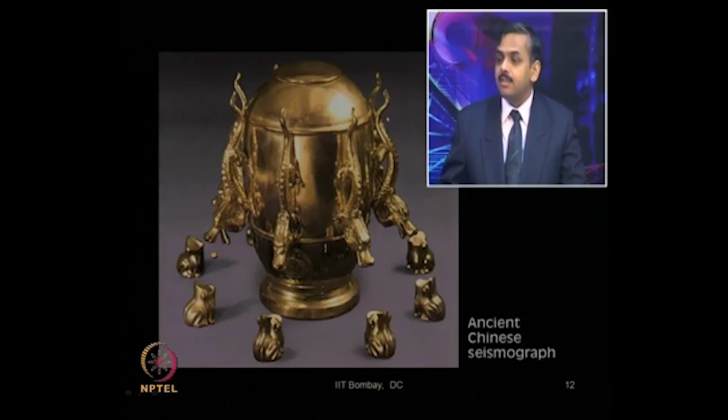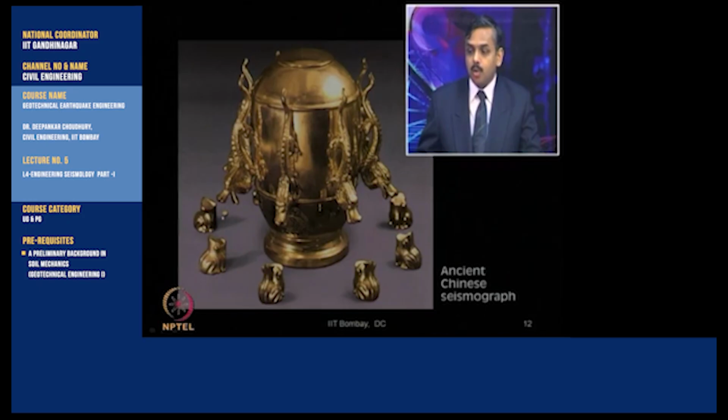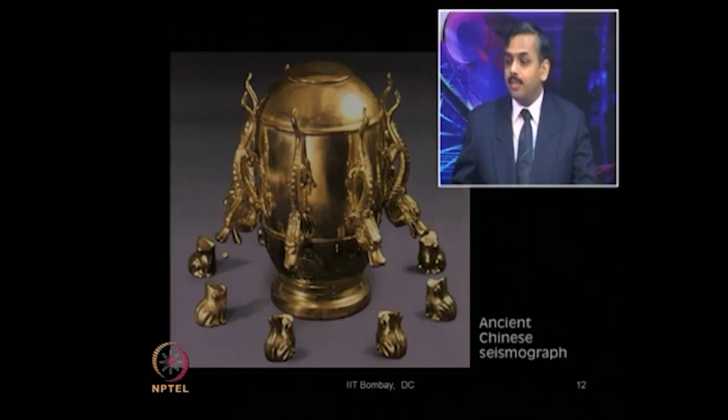So, in these 8 directions these dragons are placed, and in the open mouth of each dragon there are small brass balls, kept in such a way that they are in a state of neutral equilibrium. That means, if you have any kind of small disturbance or shaking of the ground, these balls will fall out or come out of the mouth of these dragons.